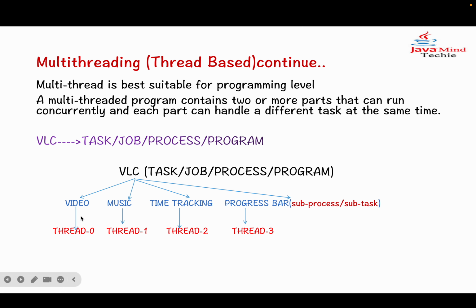See, thread 0 may perform the video operation. Thread 1 may perform the music operation. Thread 2 performs the time tracking operation, and the progress bar is performed by thread 3. So what I understood here is that all the sub tasks are performed by individual threads. That's why your task is completed very fast. The name itself, multi-thread, you can see here, multiple threads: thread 0, thread 1, thread 2, thread 3. So multiple threads are working simultaneously to perform a task. That is called multi-threading. I hope you understood.